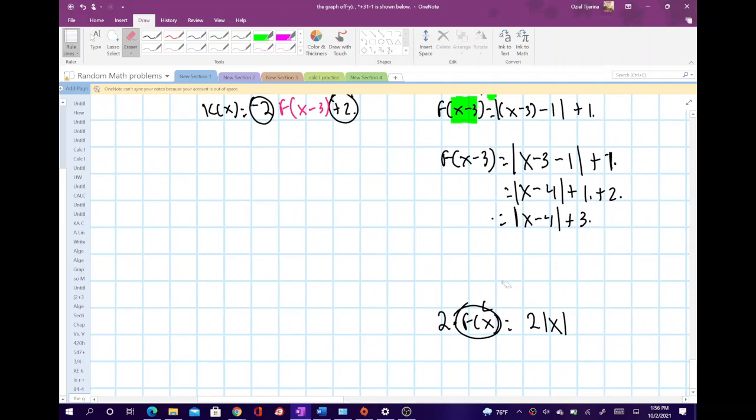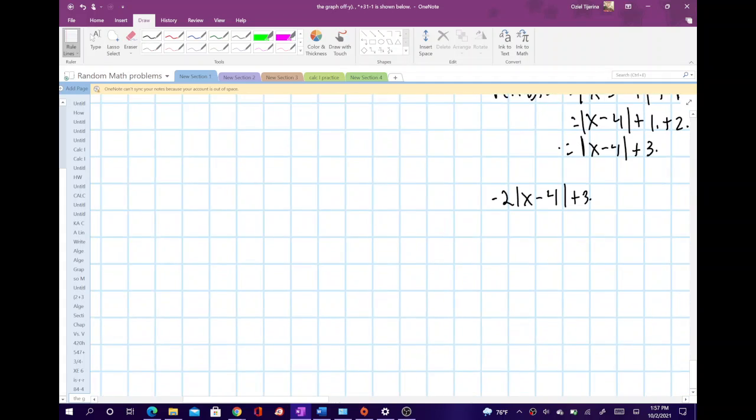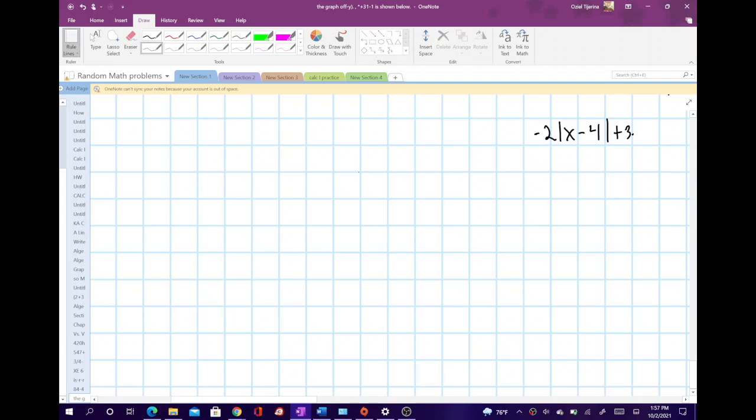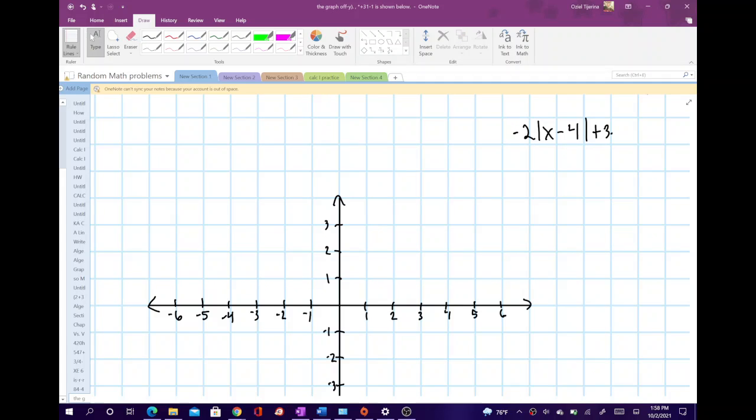So that means that we're going to multiply negative 2 to f of x minus 3, right? So this is f of x minus 3 plus 2. So then once we multiply negative 2, we have negative 2 times absolute value of x minus 4 plus 3, right? And now we have to graph it. So basically we have to graph this function here.